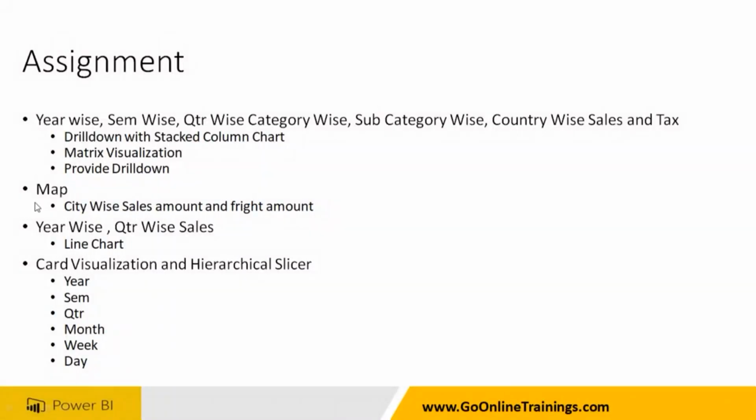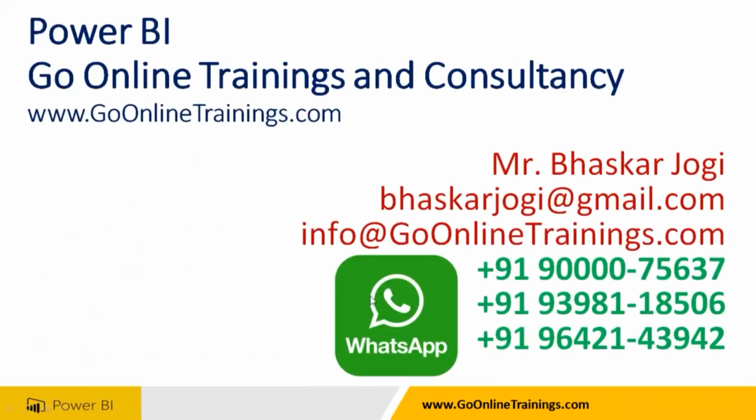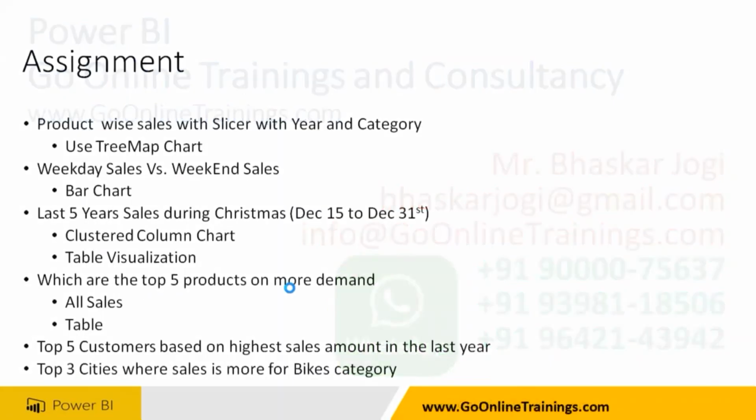So all these things you have to do, and I'll give you some more assignments so that you're going to be working and deploy all these reports. I wanted to see them online by Monday, in the Monday class. Clear? Product wise sales with year slicer and category slicer, and weekday sales with weekend sales, and last 5 year sales during the Christmas. Which are the top 5 products in more demand? Something like this.